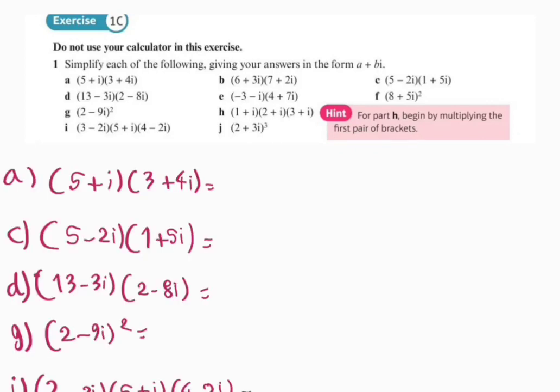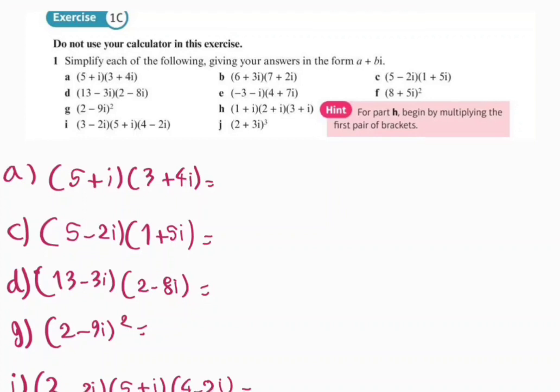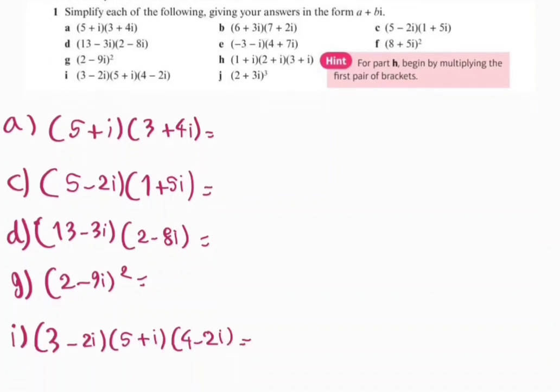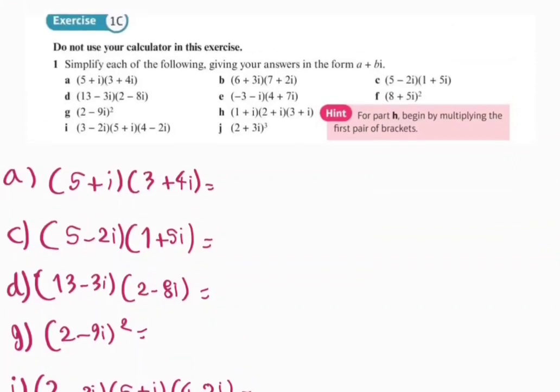Now, since most of these questions are very similar, I'm going to do 5 of these, which are A, C, D, G, and I. Let's start by doing question A. We have 5 plus i times 3 plus 4i. As I said, the method is exactly the same as the usual expansion. So we simply do 5 times 3, then 5 times 4i, i times 3, and i times 4i.